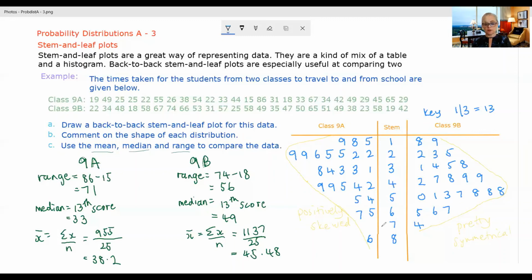Okay, in our next video, we're going to start talking about continuous random variables and their probability distributions, what is a probability distribution, and all the rest of it.